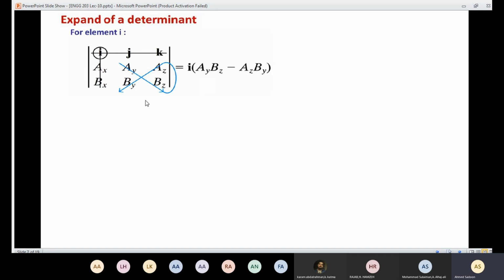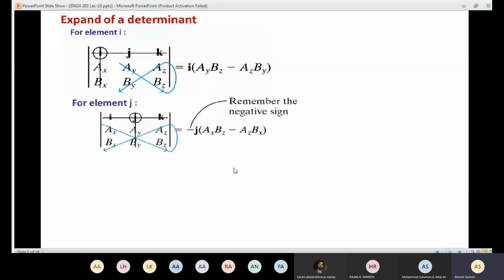The same process is going to be done for the element j. Here we have j. You are going to ignore the row here and the column there. And you are going to put minus j. So you have to remember this, we need to put minus. And then we are going to multiply Ax times Bz minus Az times Bx. So you are going to go like that.